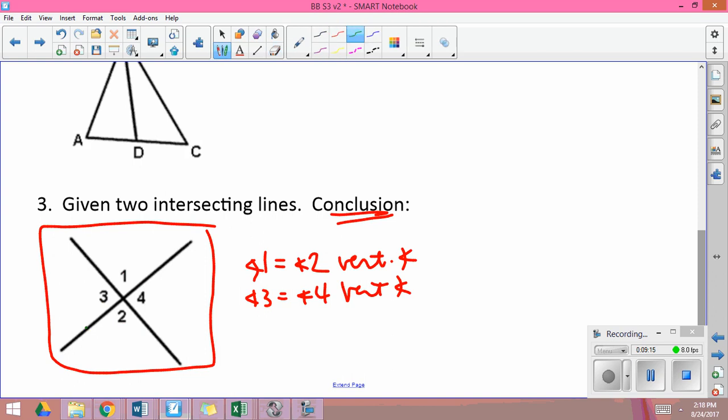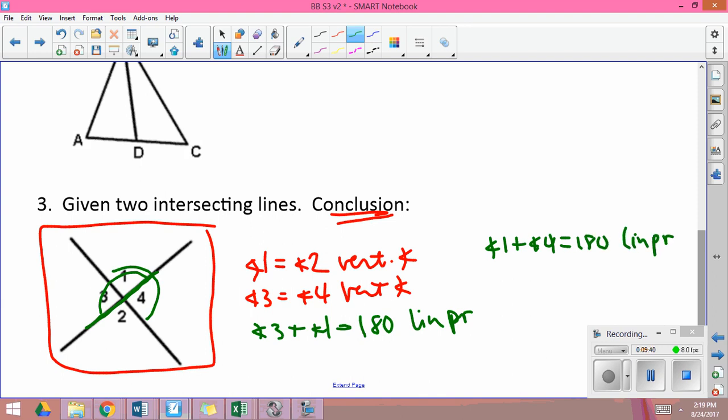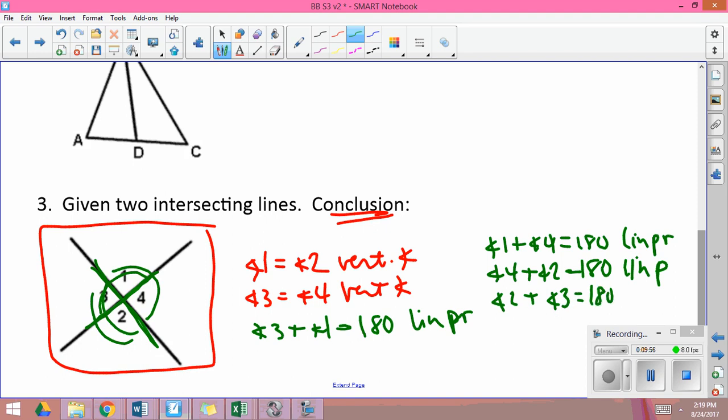I also see that I have angles in pairs that make lines. So I could say that angle 3 plus angle 1 is equal to 180 by linear pair. And I could work my way all the way around, and I could say that angle 1 plus angle 4 is equal to 180 by linear pair. And I could say angle 4 plus angle 2 is equal to 180 by linear pair. And angle 2 plus angle 3 equals 180 by linear pair. In the very next example, we are going to look at number 2, 5, and 7, kind of out of order, but there's some important pieces that I want you to see by looking at those together.